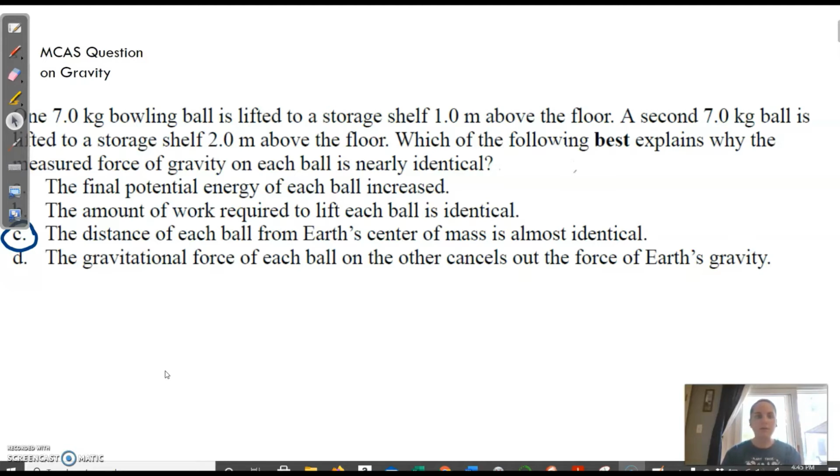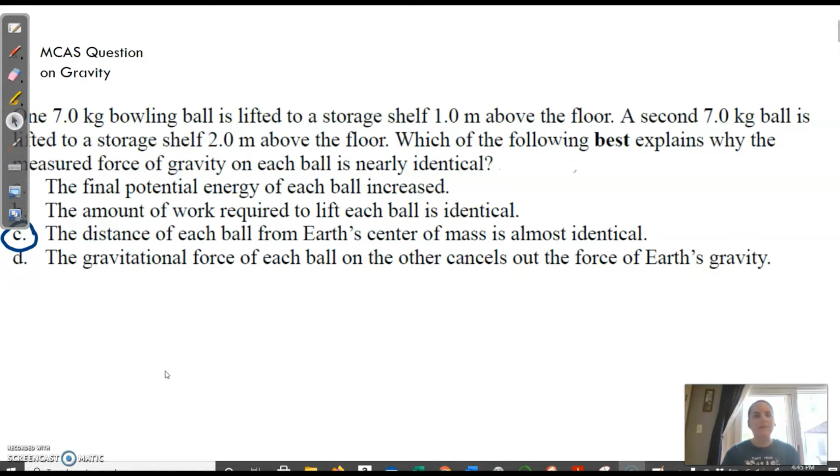And so you might be saying, well, it's not, right? There's a storage shelf 1 meter and then 2 meters above. Those are different distances. Yes, but in relationship to how giant the distance from the center of Earth out is, it doesn't really make a difference. All right, so when we're trying to explain the best example of why the measured force of gravity is nearly identical, again, it's just not enough distance between them.